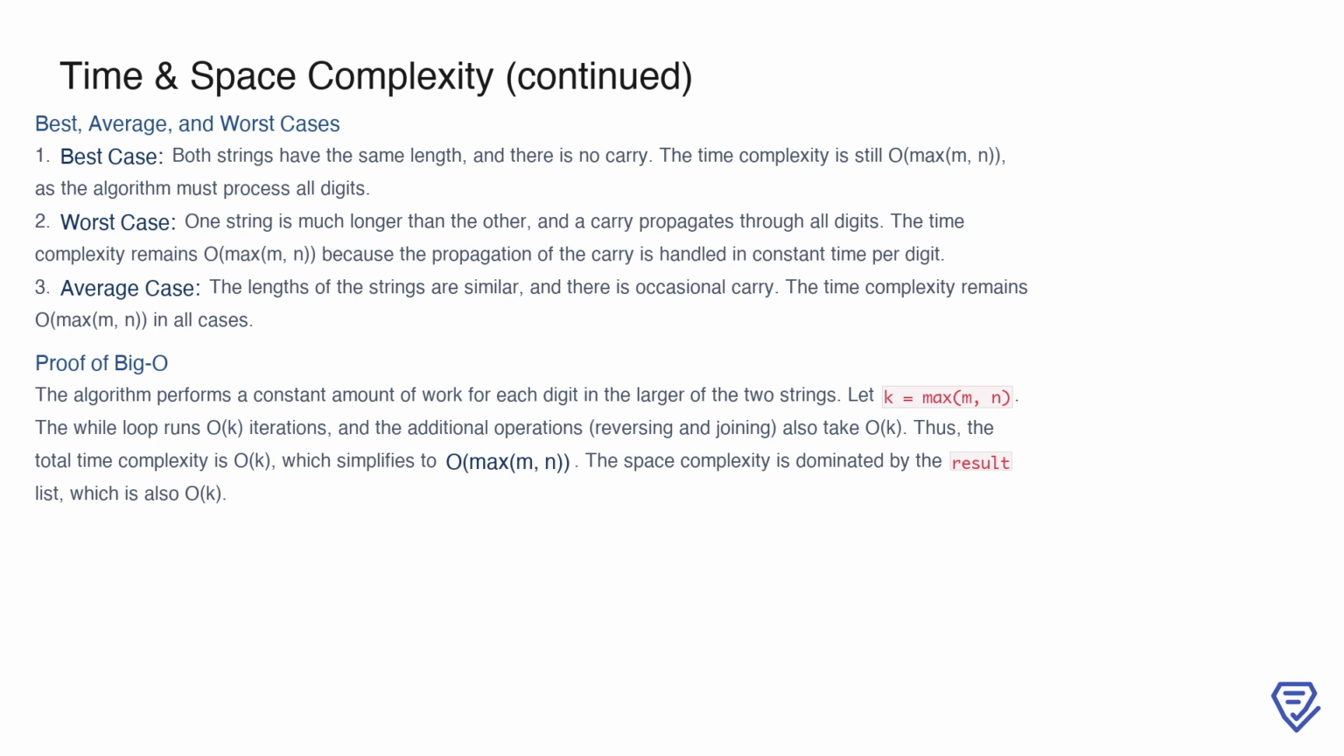The proof of this lies in the fact that the while loop performs a constant amount of work per digit, and both reversing and joining the result are linear in the size of the result list. With space complexity also dominated by the result list, both time and space complexities are consistently O(max(M, N)), making the algorithm efficient and reliable across all scenarios.